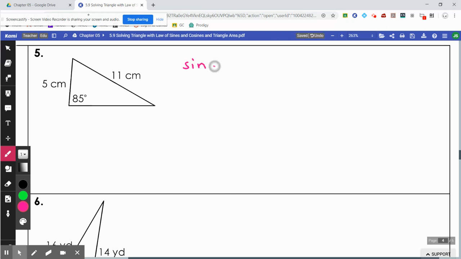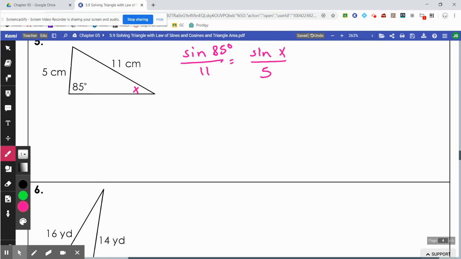So we have the sine of 85 over 11 is equal to, let's see, we're going to be looking for this angle, which would be the sine of x over 5. To solve that, again, we're going to move the 5 up here, type all of this in, then we'll find the inverse sine, and that's going to tell me that x has a value of 26.9 degrees.